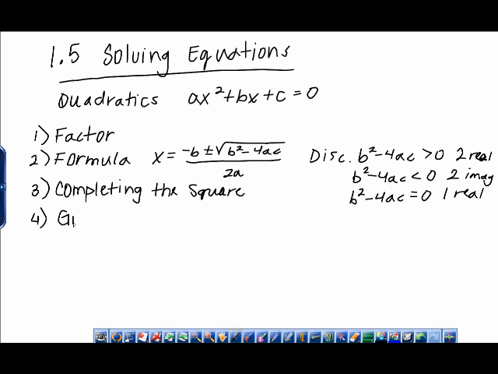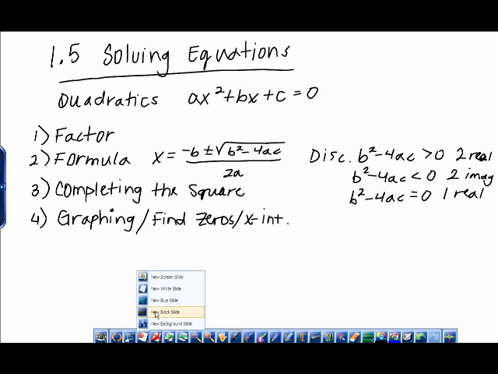Then the last thing would be graphing. This is what you learned on that first day, graphing equations and inequalities. What you would want to do here is graph this quadratic, which would be a parabola, and find where it crosses the x-axis. So you're finding the zeros, or the x-intercepts, the roots, you remember all those terms. We're going to be focusing more on 1 and 2, and right now I'm going to focus on 2.